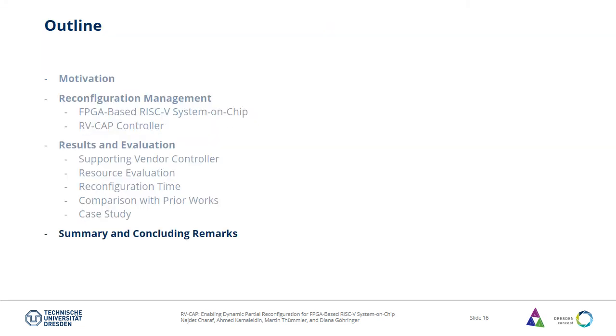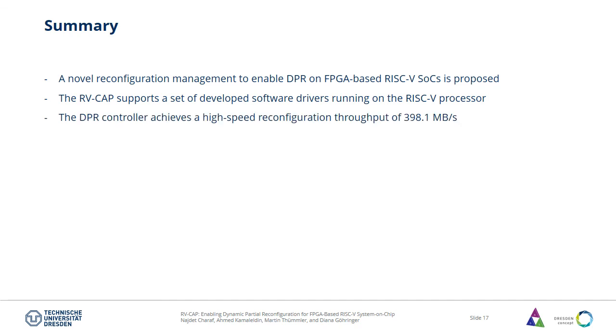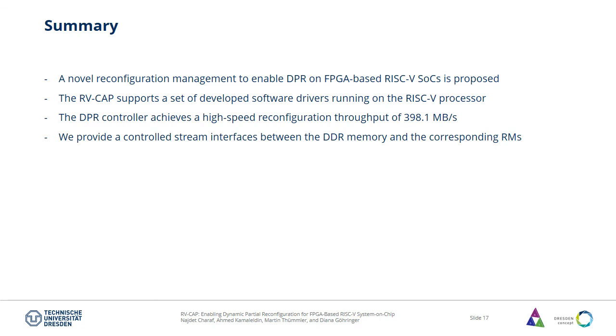Now let's go to the summary. We proposed a novel reconfiguration management to enable DPR on FPGA-based RISC-V systems. We also support a set of development software which runs on the Ariane processor. The DPR controller achieved a really high reconfiguration throughput of 398.1 megabytes per second. We also provide a controlled stream interface between the DDR and the corresponding RM. We also support vendor controllers like the HWICAP IP.